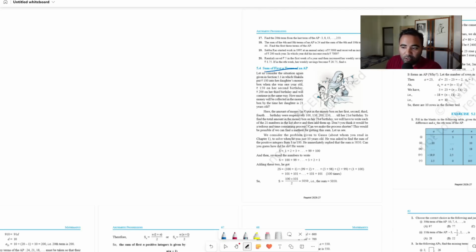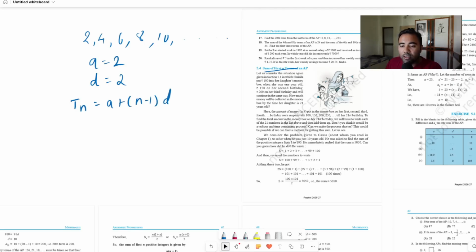So let's take first an example of a simple question. Let's see if this is an AP or not. That is 2, 4, 6, 8, 10, and so on and so forth. So A is equal to 2. Common difference is again 2, which is plus 2. So far what we have learned is this formula: Tn is equal to A plus (n minus 1) d.